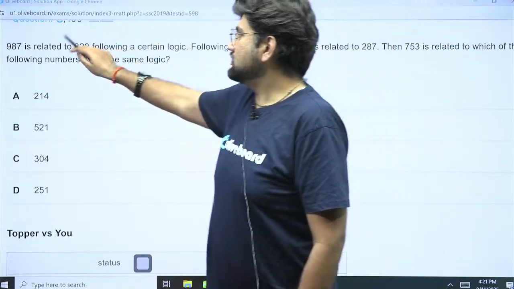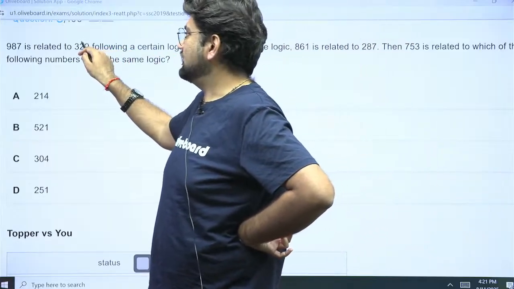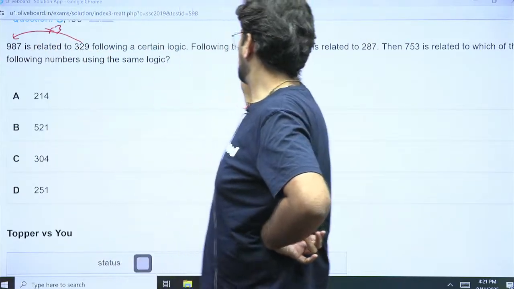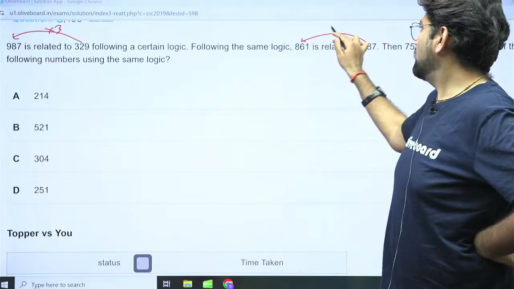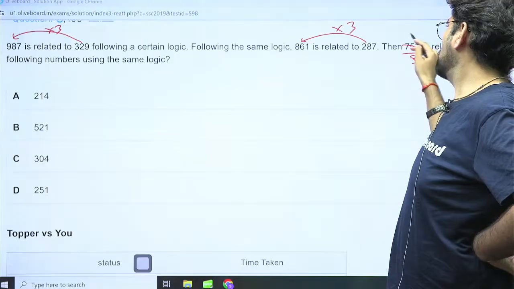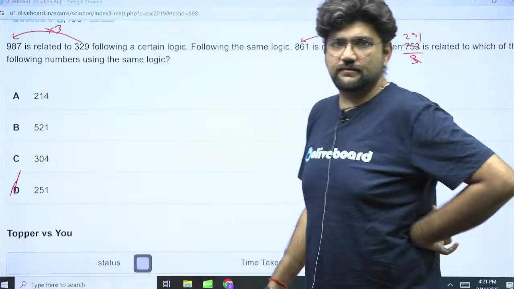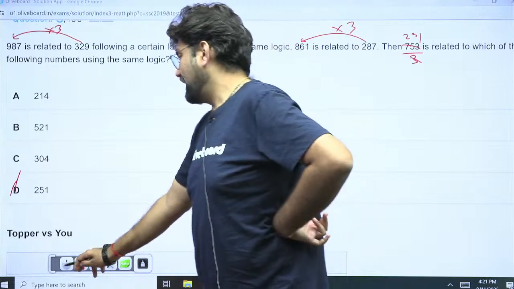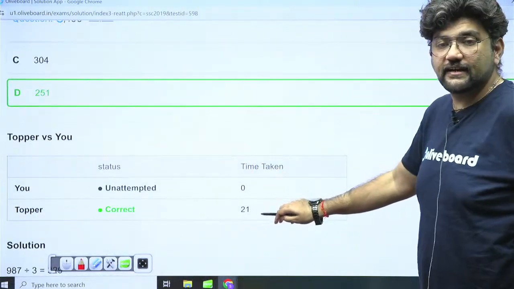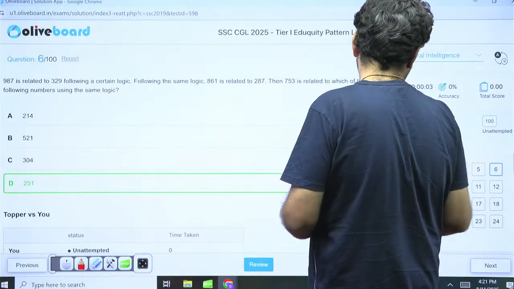Now 987 and 329, can you find a relation here? So what do you think? If you multiply this by 3, don't you think it was very easy to get? Confirm this. Is it following? So basically I just have to divide this by 3. So this is what? 251. It's here. Option D is the right answer. Easy. If your calculations are good, then it will not take up a lot of time. Very good. 21 seconds. So now he is back on track. Gradually from here he'll pick it up probably.